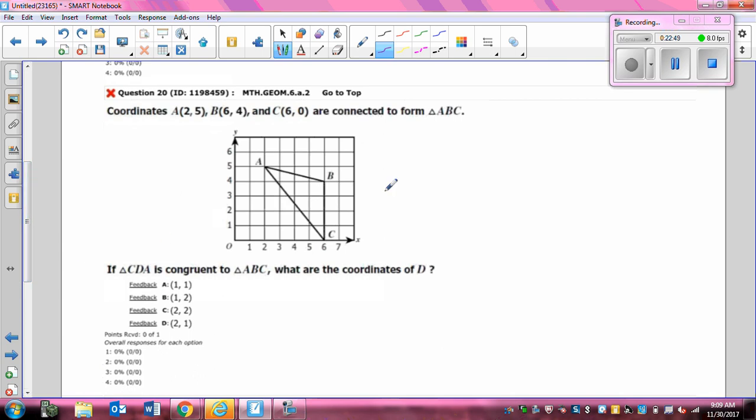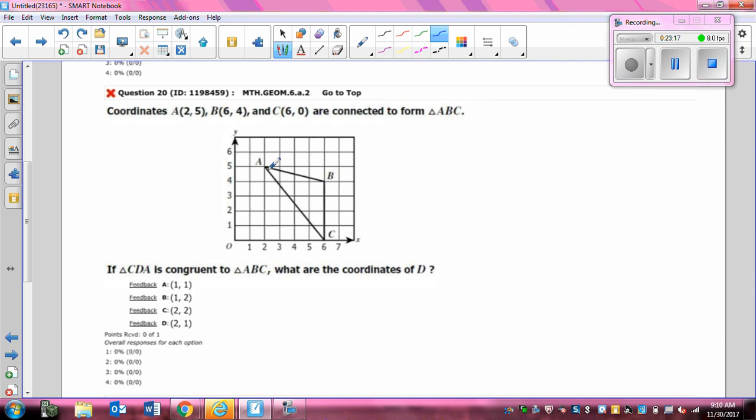So this is what we just did on day 9 notes. Our triangle is on a coordinate grid, and it says if CDA is congruent to ABC, what are the coordinates of D? So A is right here, C is right here, B is right here, connected to form ABC. CDA is congruent to ABC.